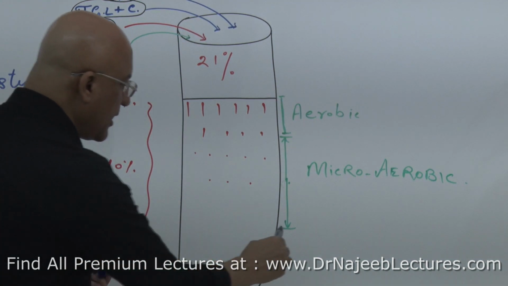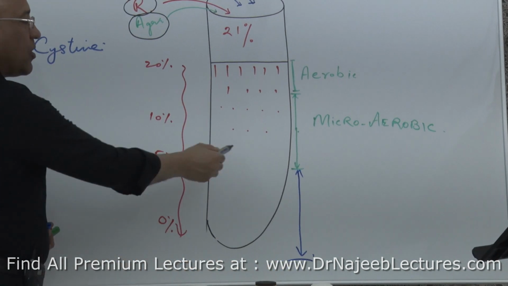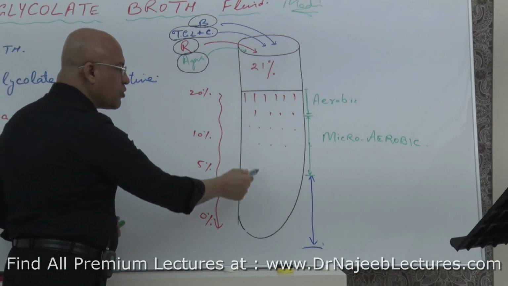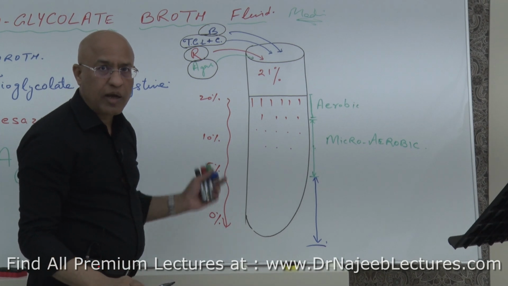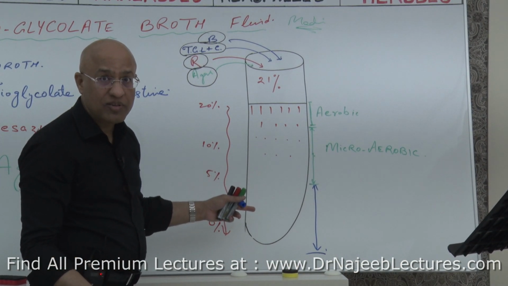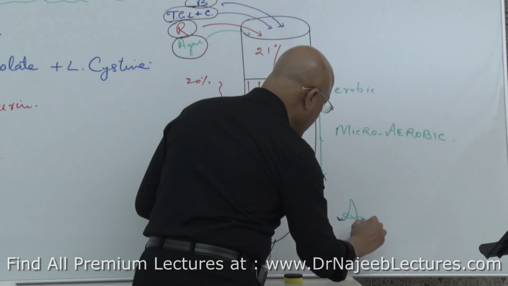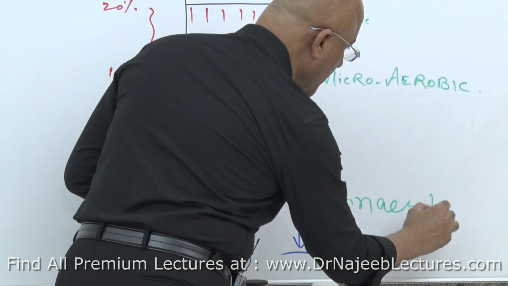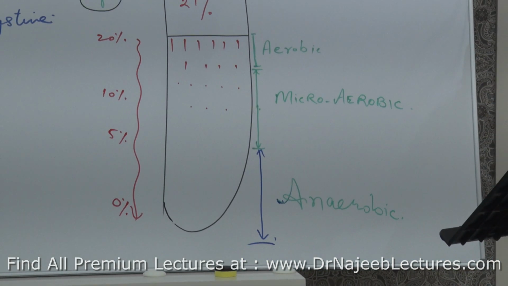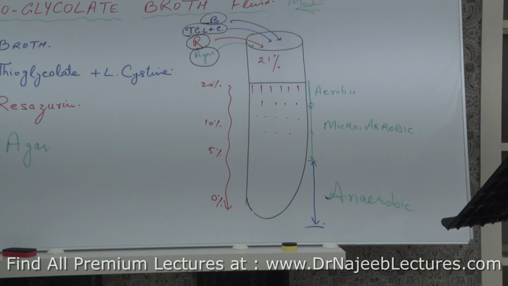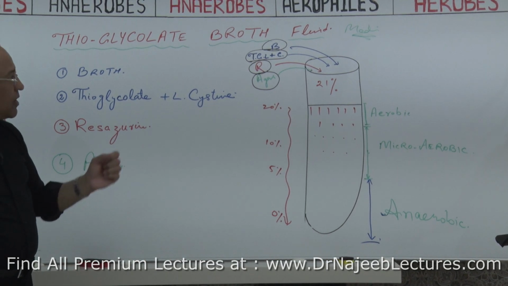And then it is the deepest part of the tube, where very little oxygen diffuses down, and whatever oxygen is there is neutralized by thioglycolate and L-cysteine. So this will be an anaerobic environment. So in this test tube, this culture media which we are using, we call it thioglycolate broth liquid media or fluid media, right?